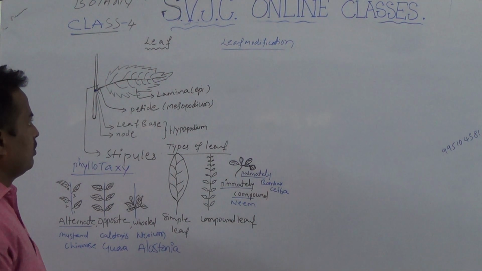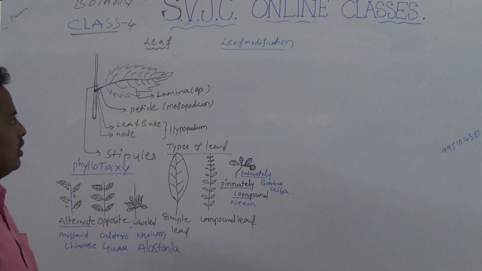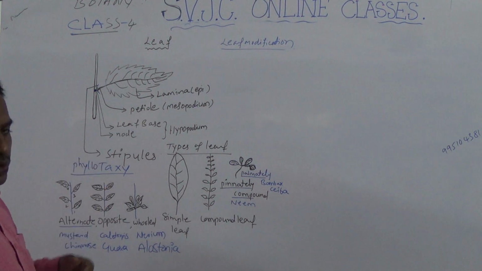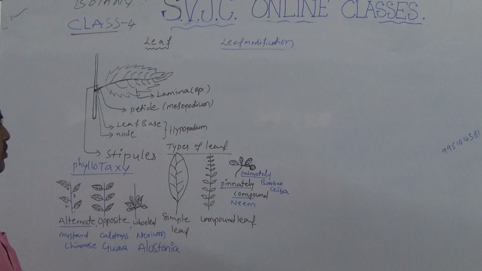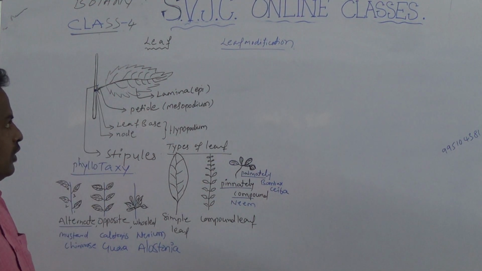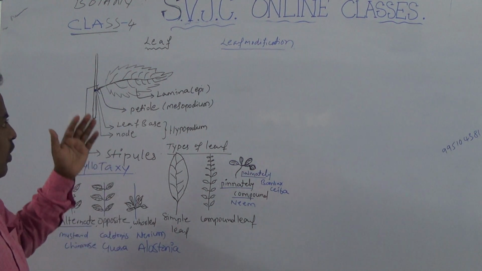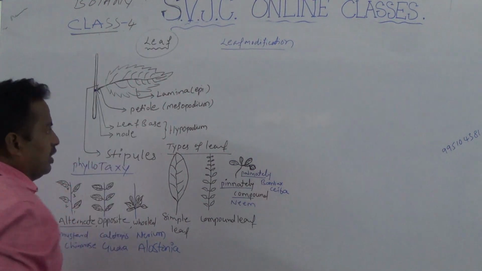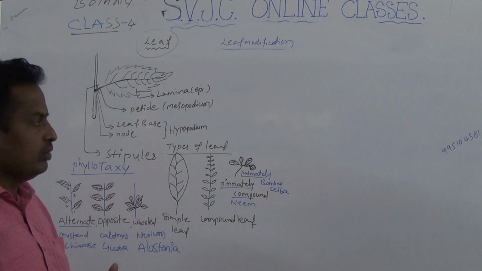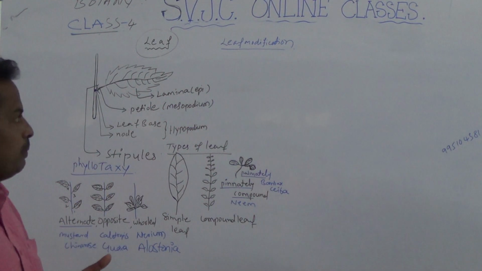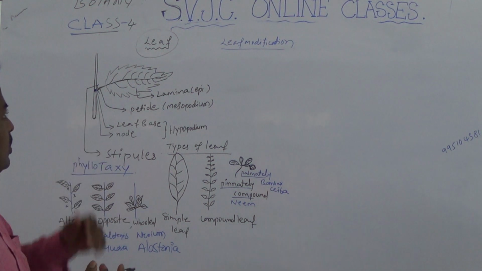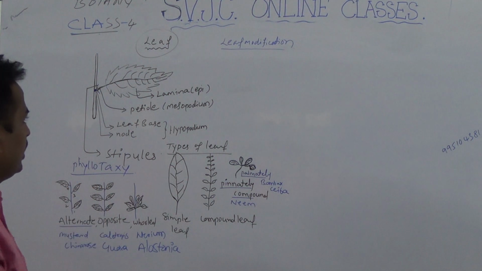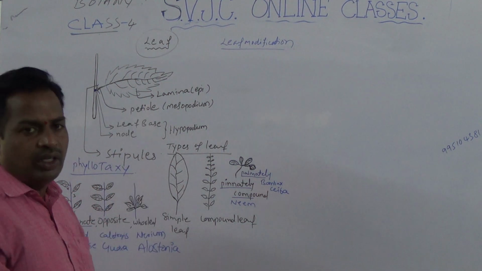Tomorrow we discuss, in previous classes, root and stem and another important vegetative part in flowering plants. So what is it? Leaf. In the previous class we discussed the vegetative parts root and stem, and today we discuss leaf. Leaf is also one of the important vegetative parts of the plants.